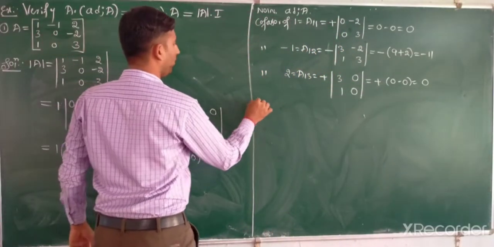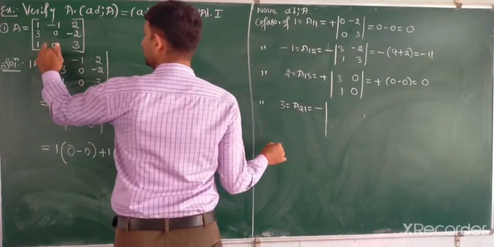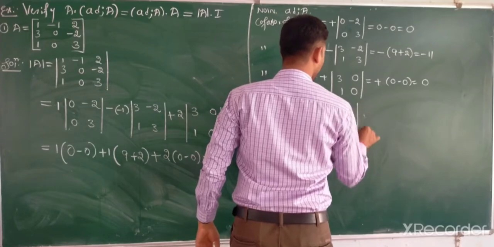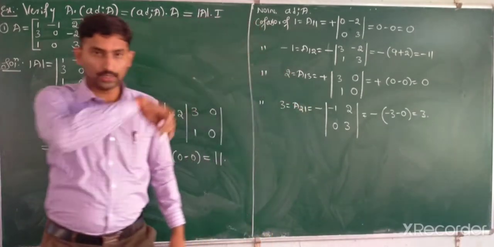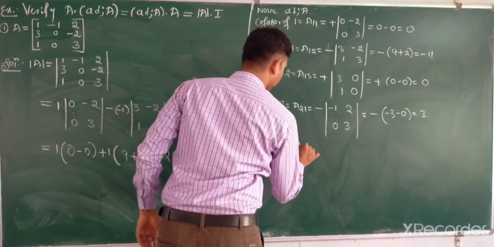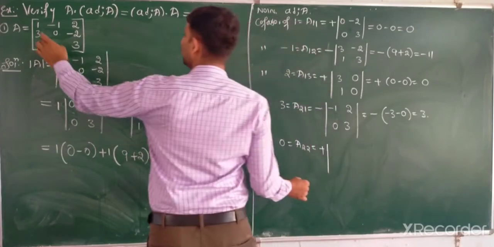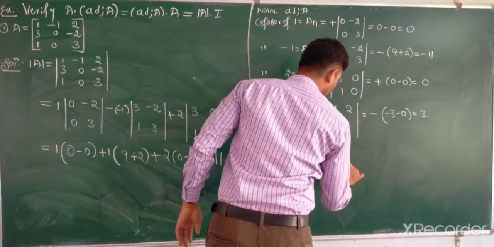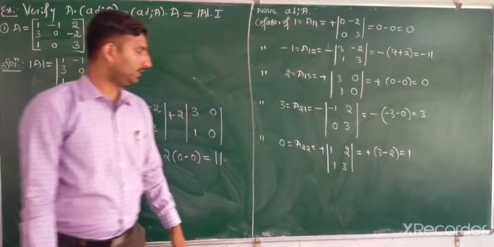After that, cofactor of A21, position is minus. Eliminating this row and column, minus 3 minus 0, which is plus 3. After that, A22, position is plus. Values are nothing but 3 minus 2, which is nothing but 1.